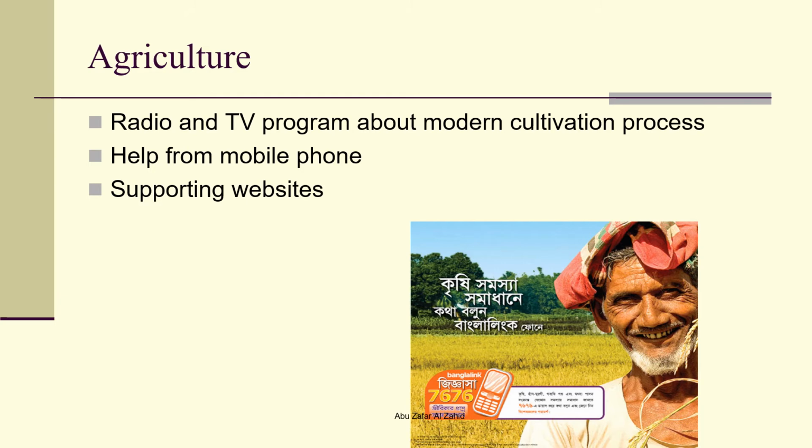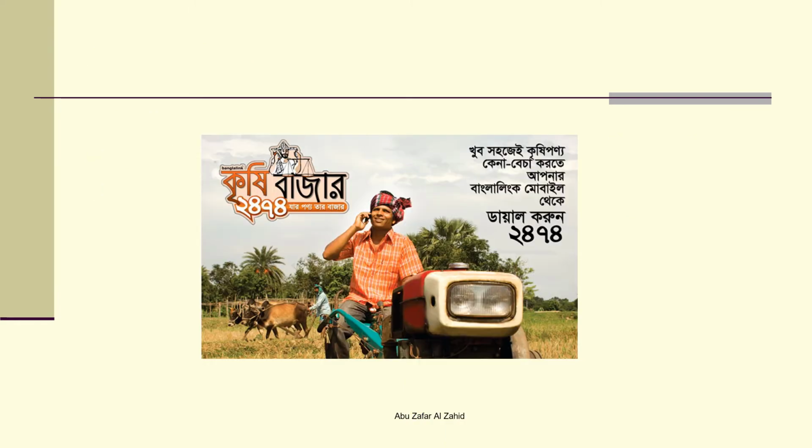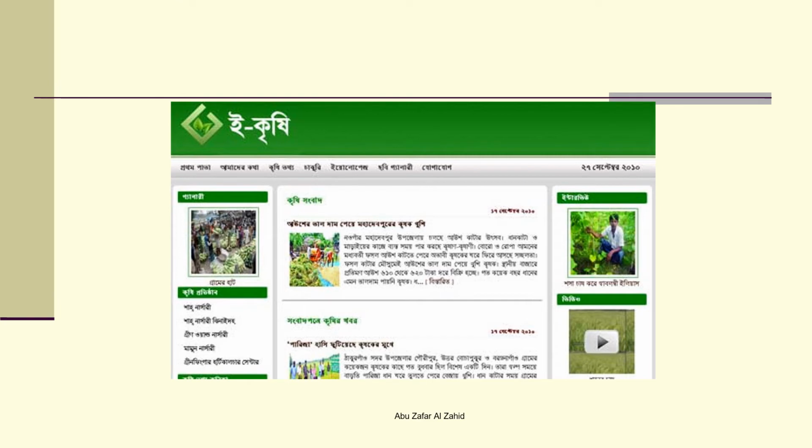Our farmers can even get solutions to their agriculture-related problems through mobile phones. You may have heard that by dialing 2474, farmers can sell their products. You may have heard about eKrishi. This is the website where farmers can get various information on cultivation and farming so that they can have knowledge of the present technologies of farming.